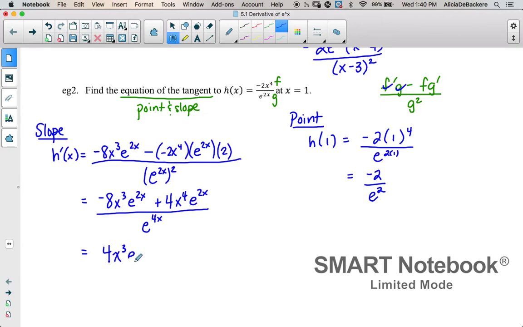So I'm pulling out all of my common factors. I looked first at my coefficients, I pulled out a 4, then looking at the x's, I saw that there was an x to the 3, and then I saw the e to the 2x. So if the highlighting helps, I looked at these guys, then at these ones, and then these ones.